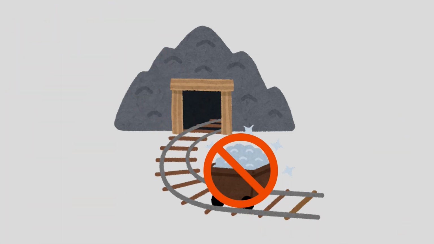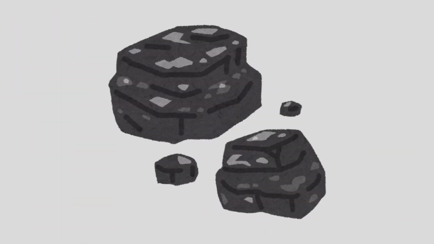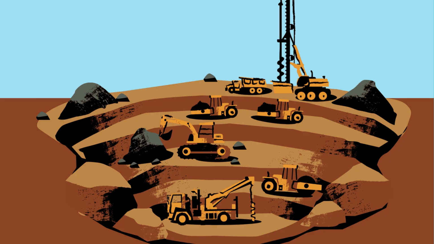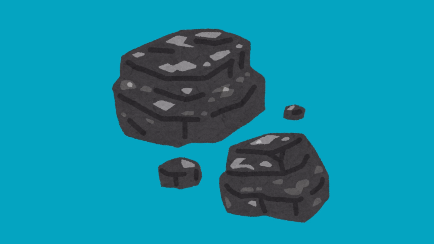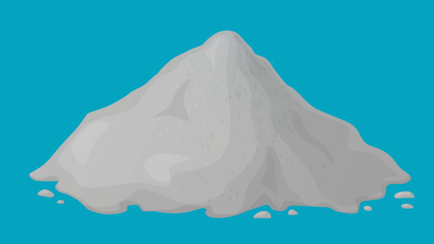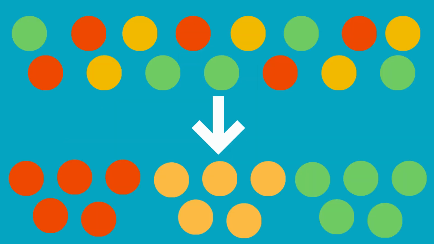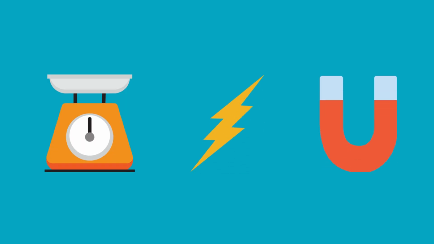Yttrium isn't found as a pure metal in the Earth's crust, though. Instead, it is found in mineral ores. These are mined using open pits that can be over a mile wide and hundreds of feet deep. However, most ores don't have very much of these minerals, so they must be ground down into a powder and concentrated. Separation processes can use density, electricity, and even magnets to concentrate the elements of interest.